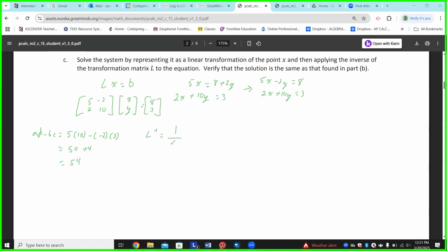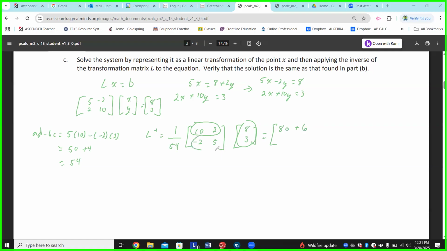So it's going to be 1 over 54. What's my new matrix? Multiply that to 8, 3. Very good. Row by column. So row, column. So 10 times 8. 2 times 6. Oh, you're right. Thank you. 2 times 3 is 6.